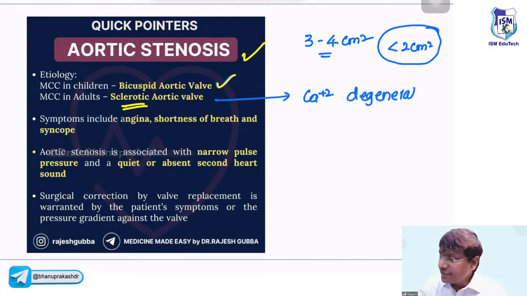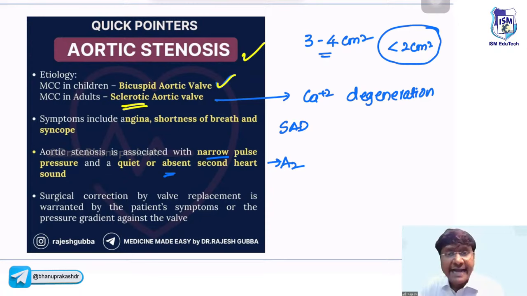And what are the clinical symptoms in patients with AS? Please remember this mnemonic, that is SAD. SAD stands for syncopal attack, angina, and dyspnea. And on examination in patients with aortic stenosis, you have a narrow pulse pressure. And how will the second heart sound be? The second heart sound, usually the A2, will be soft, or it is completely absent, right?